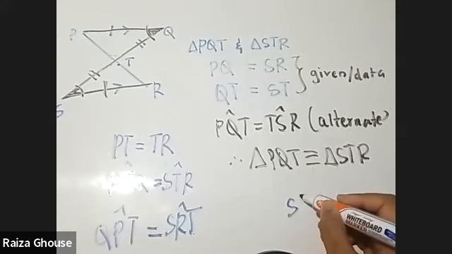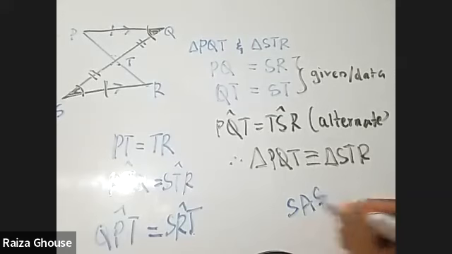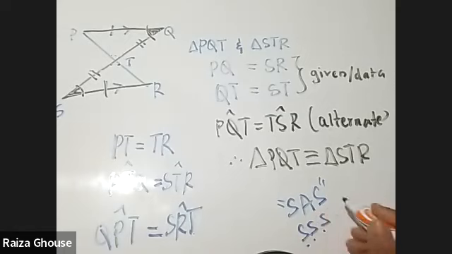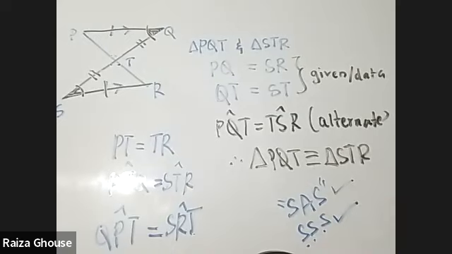Under S, SAS case can come, or else SSS case also can come. SSS case comes because SP equal PQ, SR equal RQ, PR equal PR. This is also correct, SSS case. Or else Sabiha's answer, SAS case. Anything is correct. Is that clear?